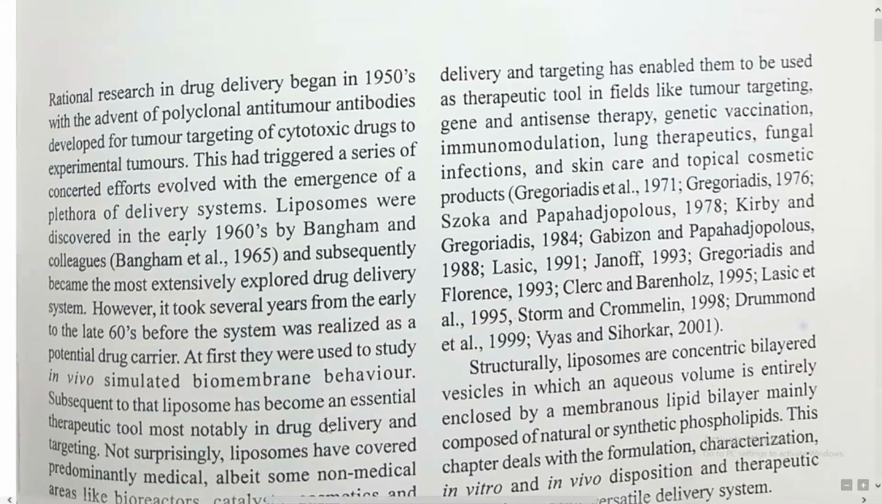So rational research in drug delivery began in the 1950s with the advent of polyclonal anti-tumor antibodies developed for tumor targeting of cytotoxic drugs to experimental tumors. So this is how the approach toward drug delivery had begun. So this had targeted a series of concerted efforts that evolved with the emergence of a plethora of delivery systems.